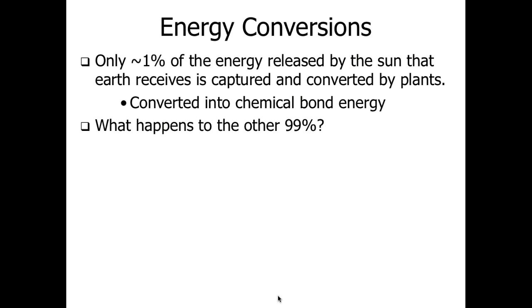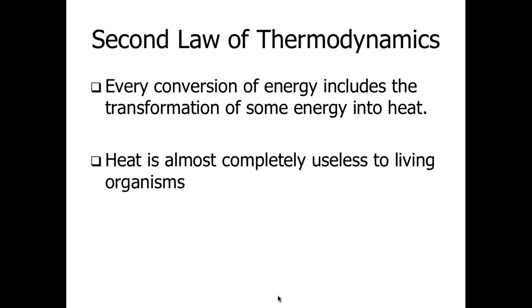If you look at the energy that comes from the sun, only 1% of that energy is actually converted into sugars by plants, and 99% of it is converted into something else. So what about that other 99%? The second law of thermodynamics says that every conversion of energy includes the transformation of some of that energy into heat.